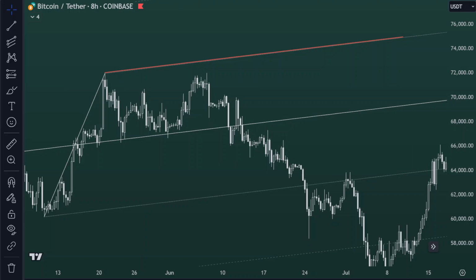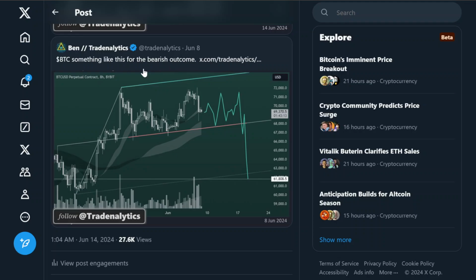Okay, champions. Today I'll be talking about Bitcoin and one of my predictions back in June this year. When price was around 70K, I managed to predict that price would crash down to 60K. You can see in my Twitter, that was where I made my post. Bitcoin was around 70K and I predicted that price would crash down to 60K.